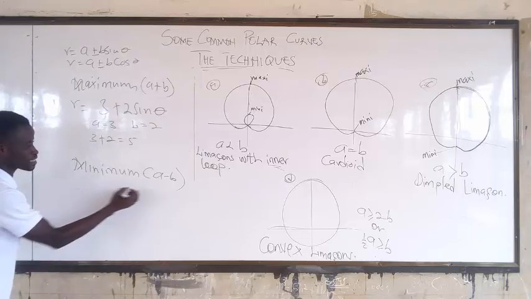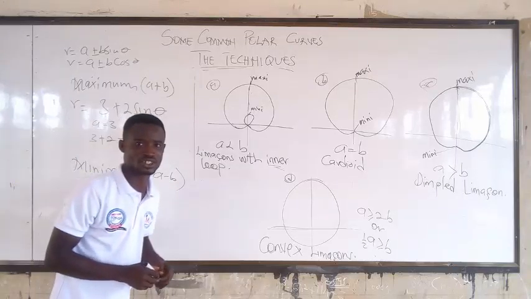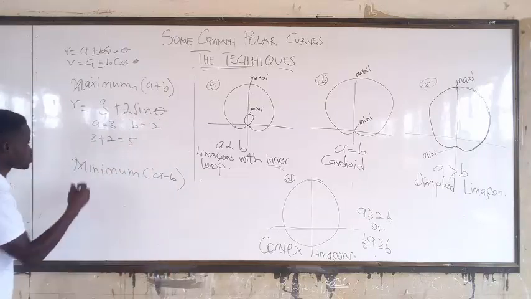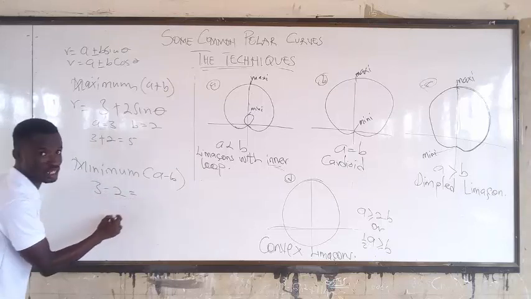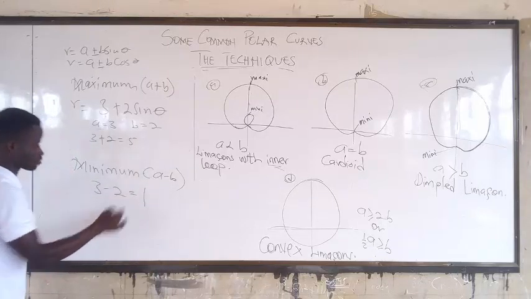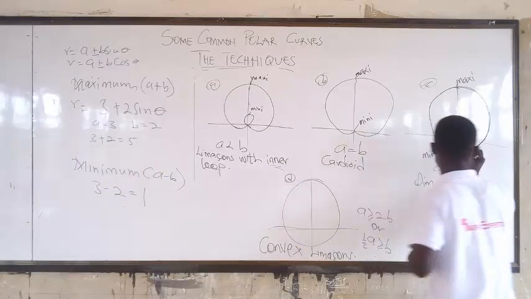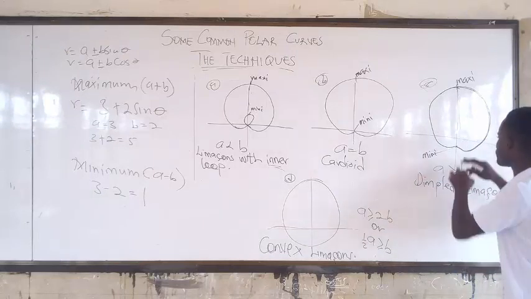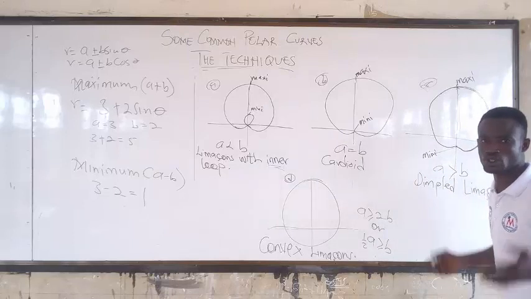Alright, and how will you know the minimum then? So the minimum is a minus b. Please, don't change the position. a minus b is not the same as b minus a. a minus b, so 3 minus 2, and that's going to give you 1. So that means that here, your minimum is going to be 1.